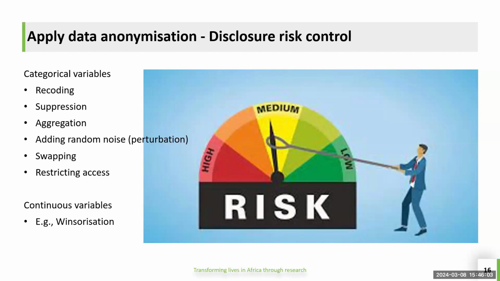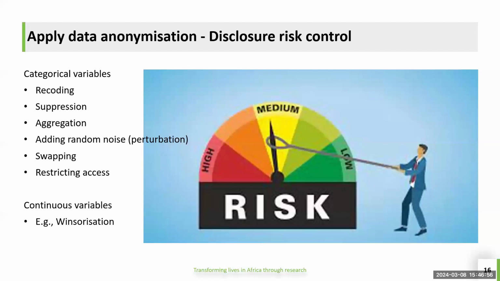Some of the methods for doing this for categorical variables is recoding. Let's say age was in 5-year age groups, and you're finding that when you combine sex, age, and occupation, you have a unique combination of someone who is 35 to 40 years old, who is a pilot, living in a certain area, and is male. So you can recode those ages into 10-year age bands so that that combination now has 6 other people. So you can't pinpoint and say, okay, this is so and so anymore, because 6 people have that same combination. You can also suppress some data if they are leading to disclosure, so change them to missing.